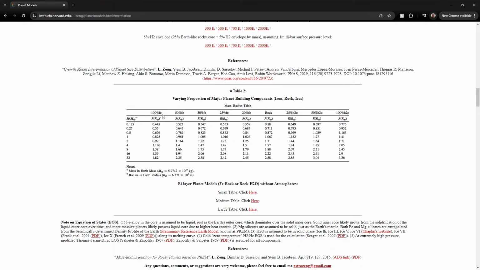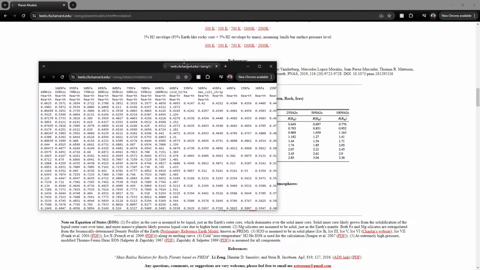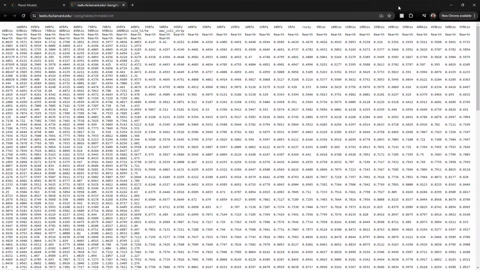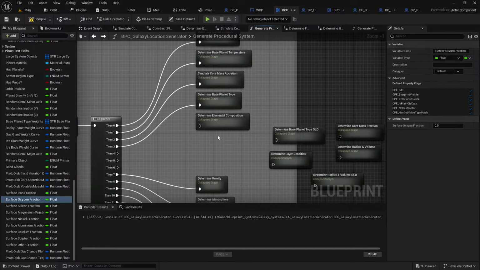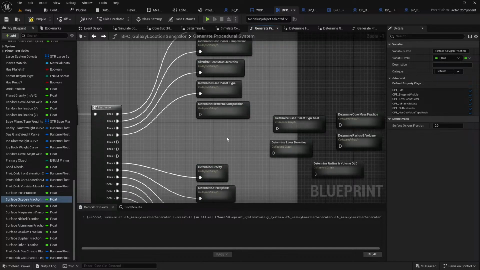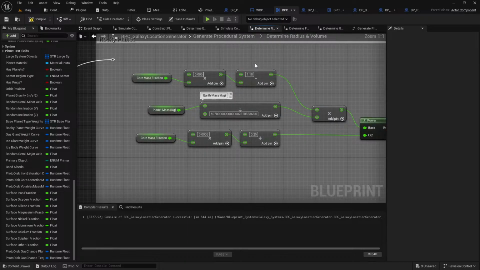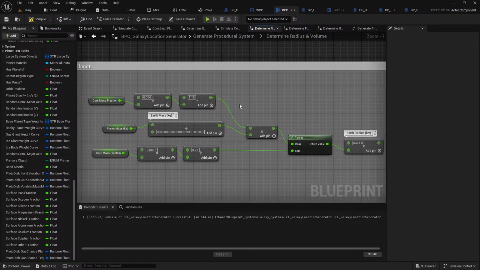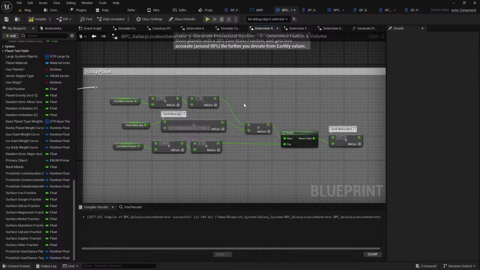So what I've done is I've taken this table, or more specifically this version of the table, which is a bit of a mess, but there's a lot of data there, and I've converted that to a function. Where did I put it? Here. So the importance of deciding how much iron there was on the planet was so that we could do this.